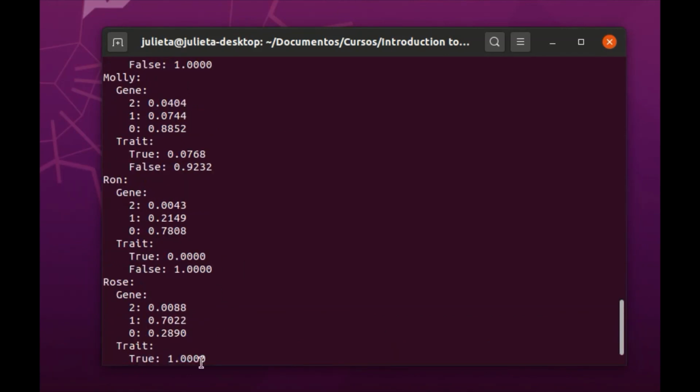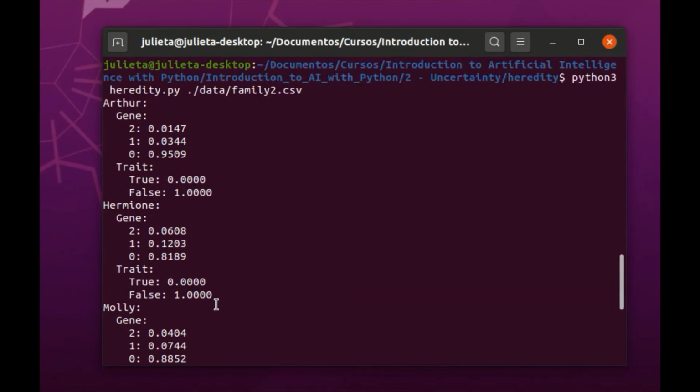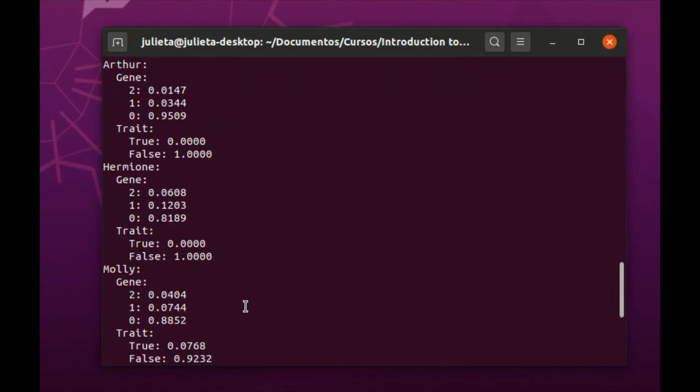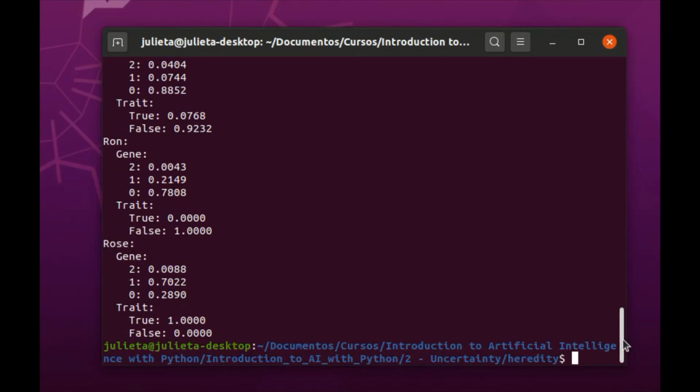and here it is exactly as before. Arthur and Molly are Ron's parents, and Hermione and Ron are Rose's parents. And we can see here the results of the implementation.